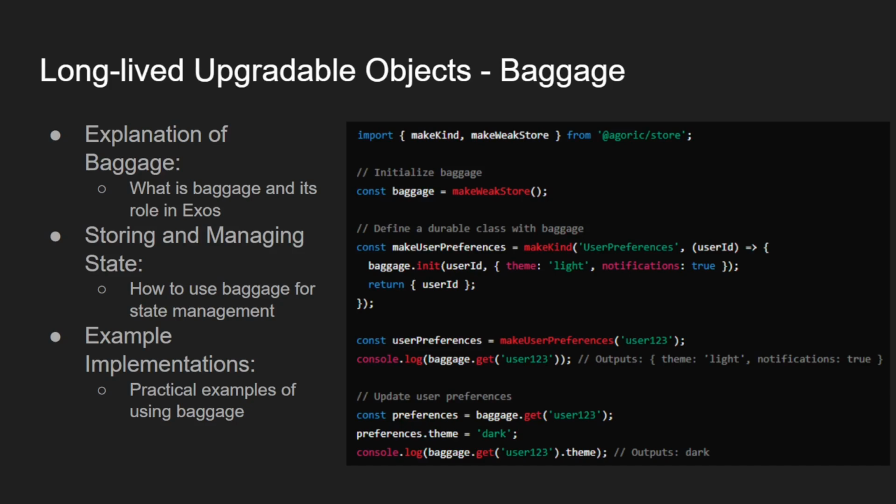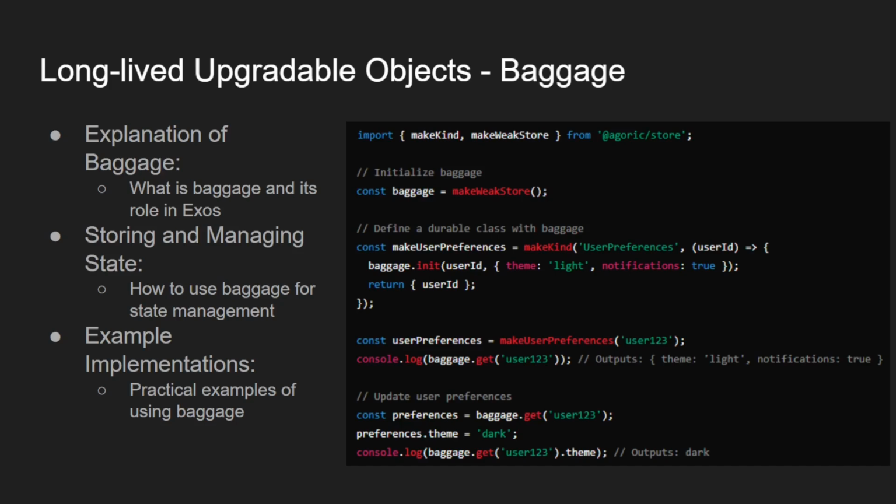Let's take a look at a practical example where we use baggage to store and manage user preferences. This example demonstrates how to initialize, store, and update state using baggage. Take a look at this code example.